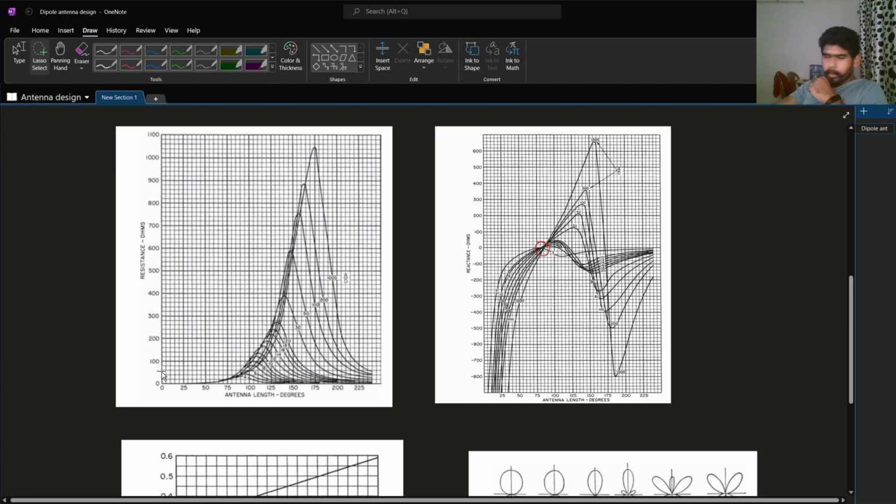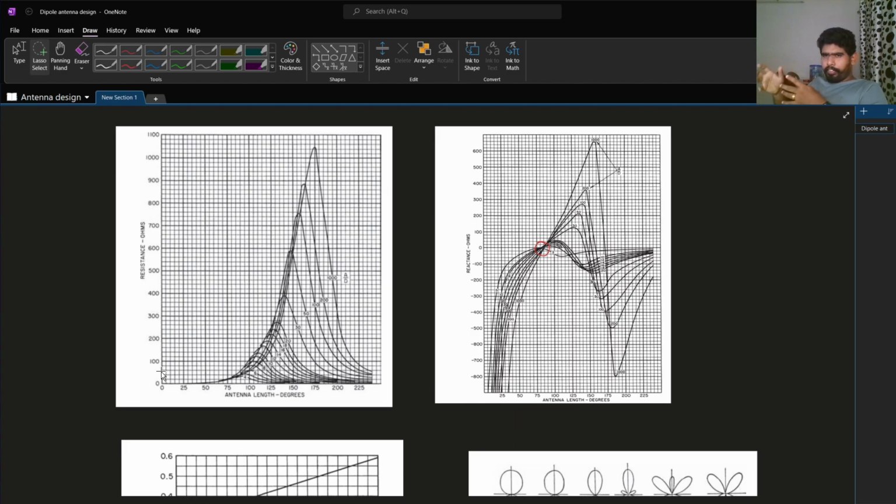It's maybe close to 60 ohm resistance, something like that. So from this we can see almost all the A by D distance, which means almost all the diameter, you have the same resistance if this antenna length is a lambda by 4.